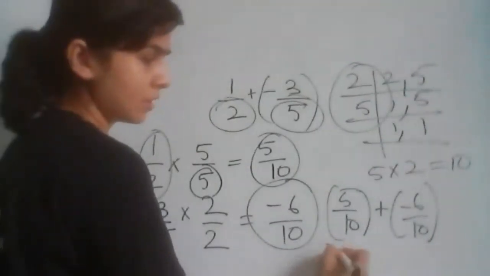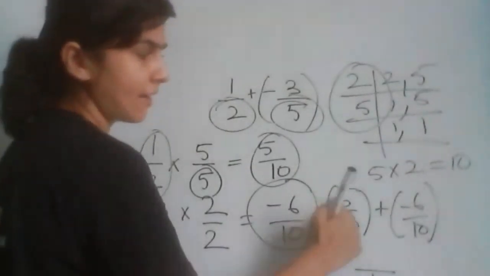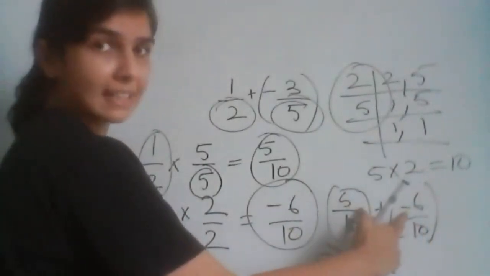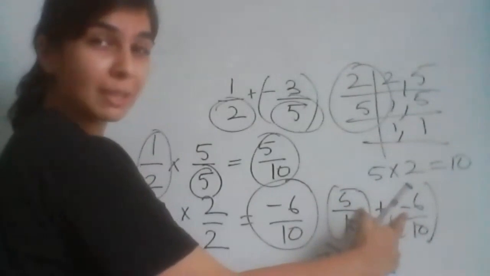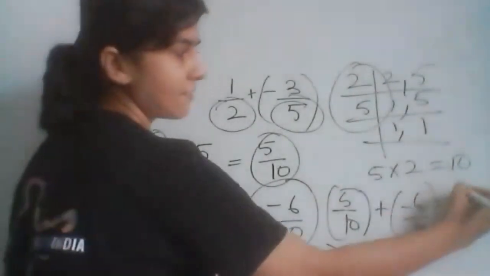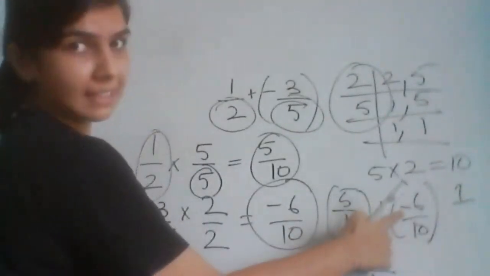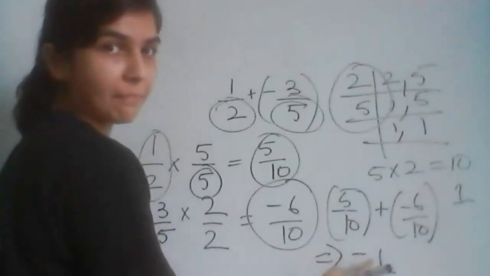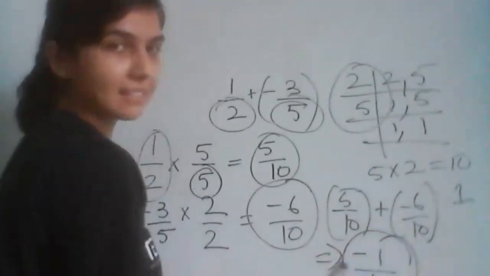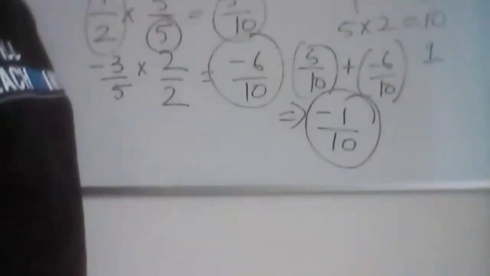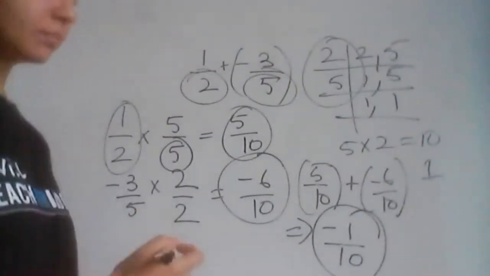Okay. So now over 10, 5 plus minus 6. Now both the signs are different. So what do we have to do? We have to subtract the numbers. Now if I subtract the numbers, 6 minus 5 is 1. Because 6 is the greater number and it has a minus sign, my answer will also have minus 1. So my final answer is minus 1 by 10. Okay. This is my final answer.